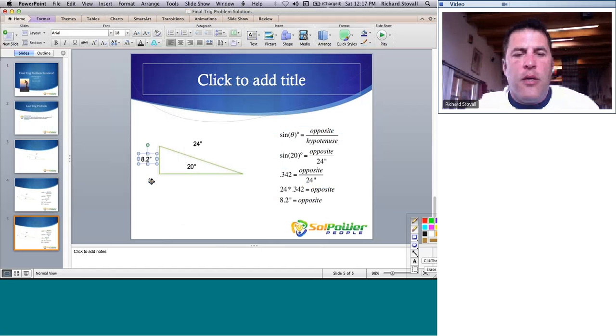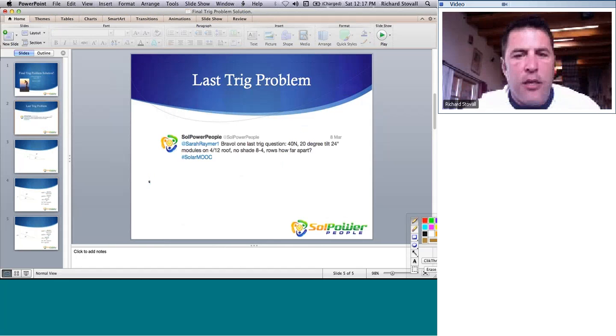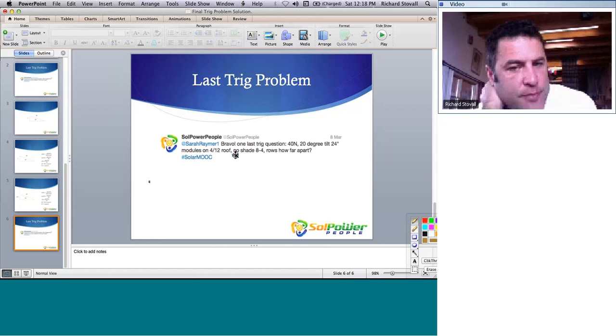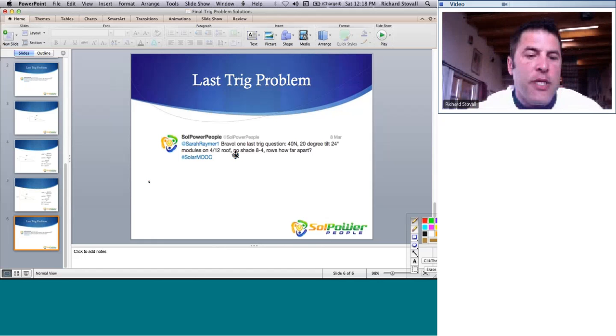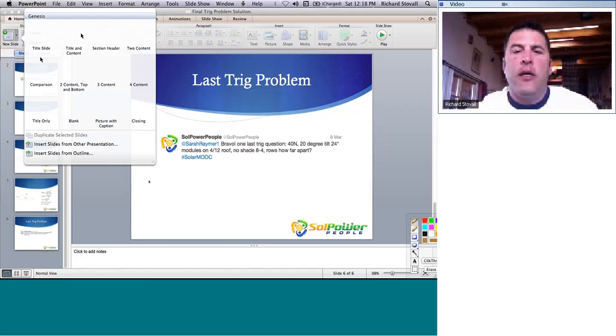So, going back to our original question, I'll just copy, bring it back down here, paste. So now we've got a 20 degree tilt module, which is 24 inches wide. It's on a 4/12 roof with no shade, okay? So what we need to determine now is what is the angle of a 4/12 roof. So to determine the angle of the 4/12 roof, new slide, add a little title: angle of a 4/12 roof.